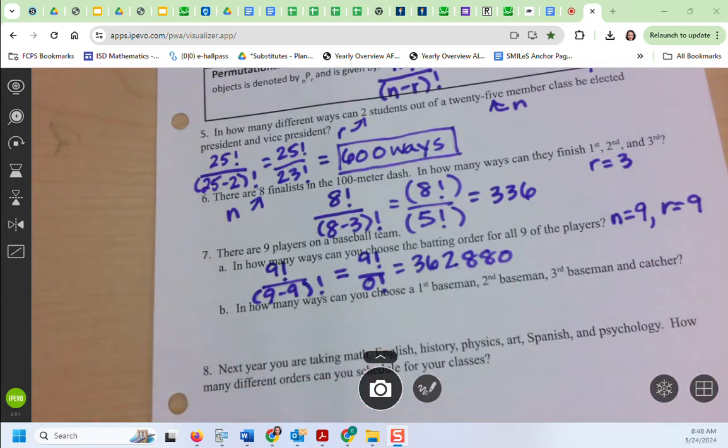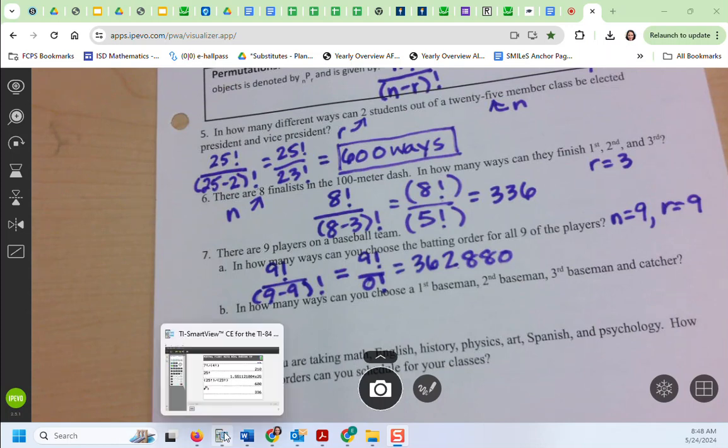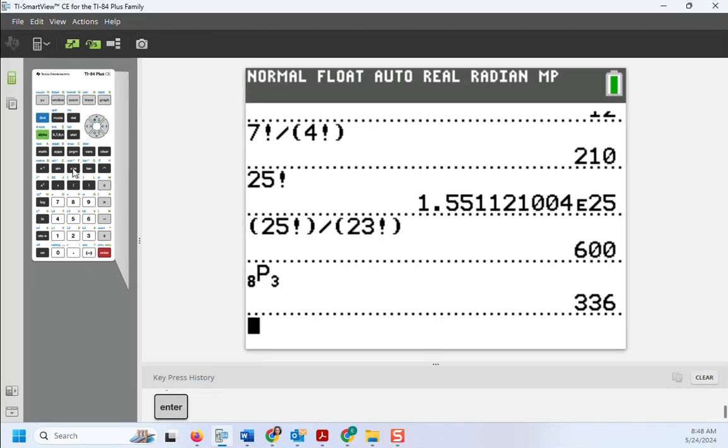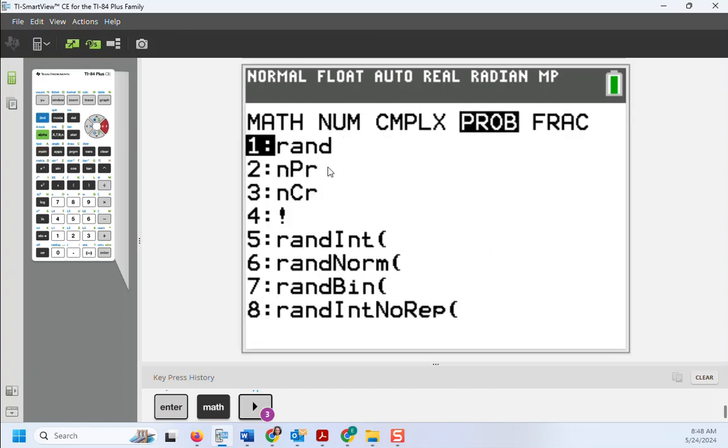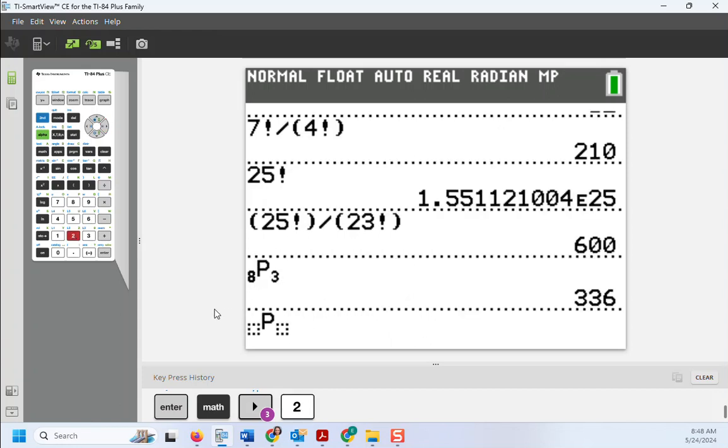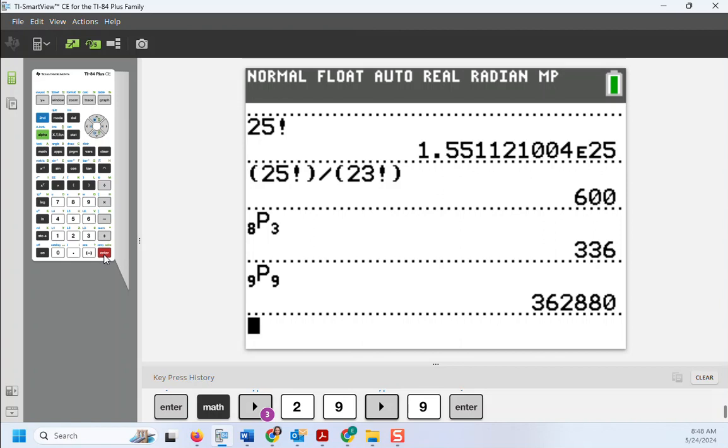All right, your calculator, though, doesn't even need you to work that hard. On your calculator, if you go to math and you go over to probability and you choose NPR, choice 2, then we can put in that there are 9 players and we're choosing 9 of them, and it will also give you the same answer. Do you guys want to try that for B?